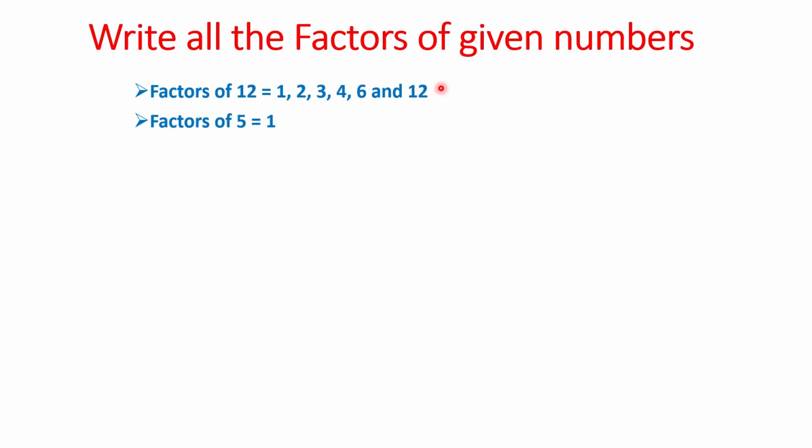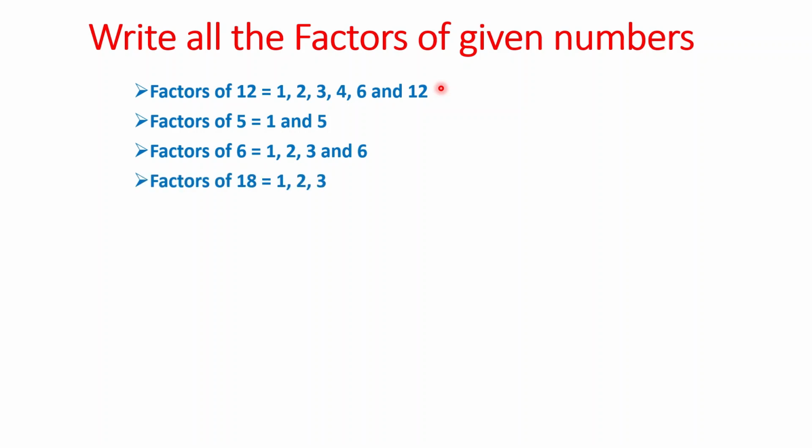Factors of 5: 1 and 5 are factors of 5. Only 2 factors of 5 and they are exact divisors of 5. Factors of 6: 1, 2, 3 and 6. There are 4 factors of 6 and all are exact divisors of 6. Factors of 18: 1, 2, 3, 6, 9 and 18 are factors of 18. Factors of 30: 1, 2, 3, 5, 6, 10 and 30 are factors of 30.